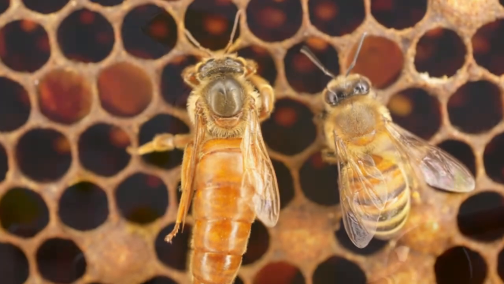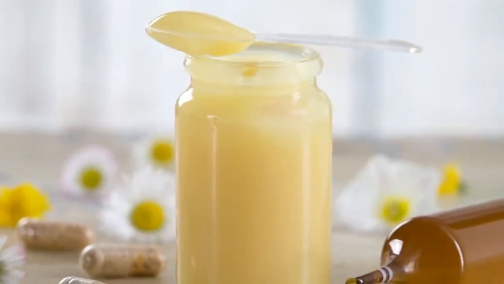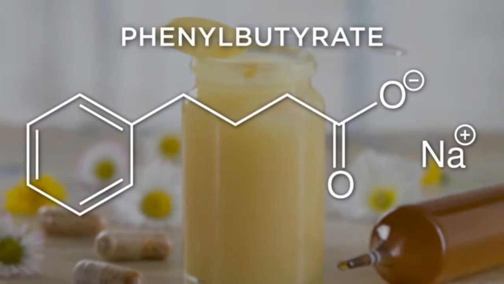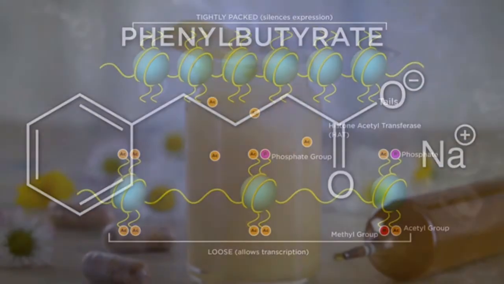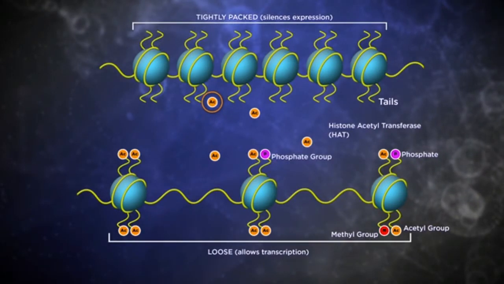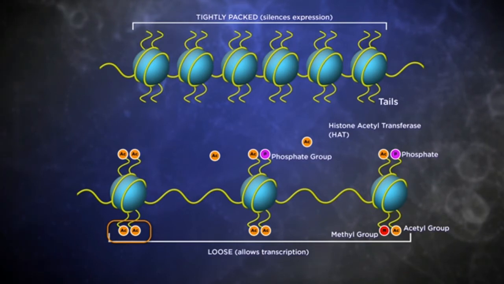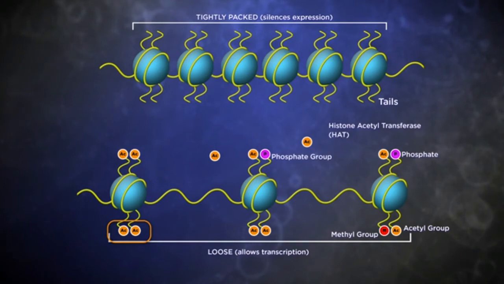We now know that royal jelly contains compounds that affect epigenetic modifications. One of these, phenylbutyrate, inhibits the enzymes that take acetyl groups off the tails of histones. For the queen, the acetyl groups remain on the histones, the chromatin is more open, and genes in the region for becoming a queen can be expressed. For worker bees, the enzymes that take acetyl groups off the tails of histones are not inhibited. So those queen maker genes are not expressed, and those bees develop differently than the queen.